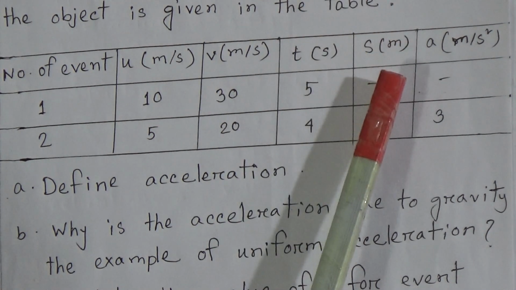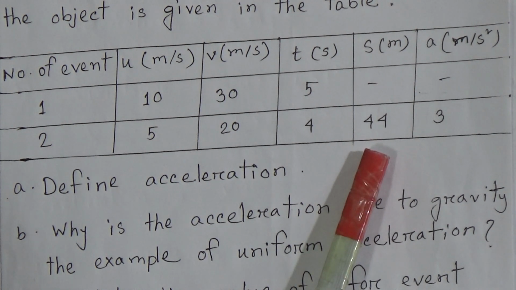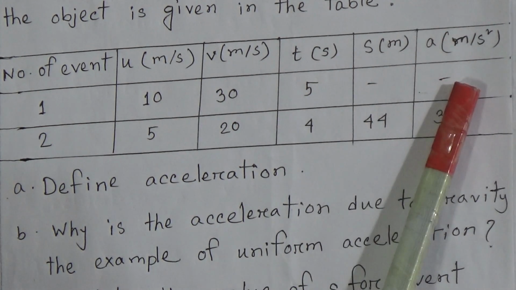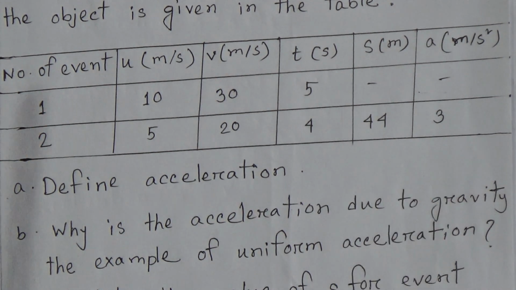For event number 1, there is no distance given, and for event number 2, the distance is 44 meter. For event number 1, there is no acceleration given, and for event number 2, the acceleration is given as 3 meter per second square. My dear students, now come to the questions.